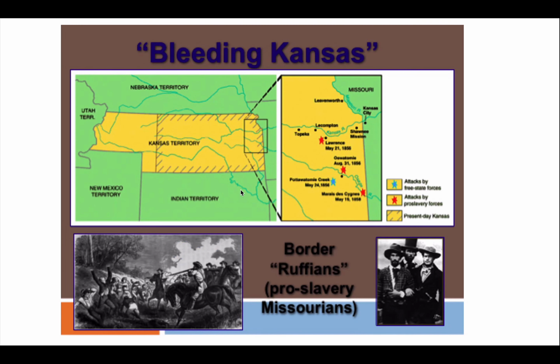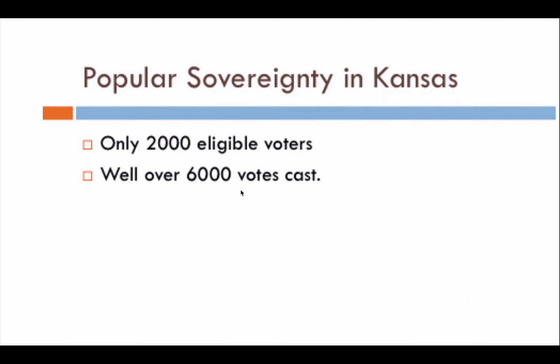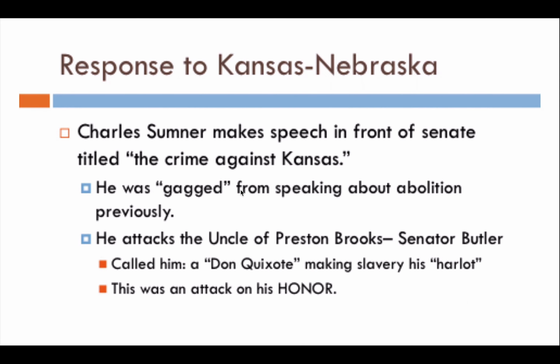Well, when they open up Kansas to this referendum, a bunch of border ruffians come over the border from Missouri to vote. There were only 2,000 eligible voters in that area, and well over 6,000 cast a vote, and go figure, we now have slavery in Nebraska. So, the response to Kansas-Nebraska, and I apologize for those of you that I had in U.S. History A, but this is a fascinating story.